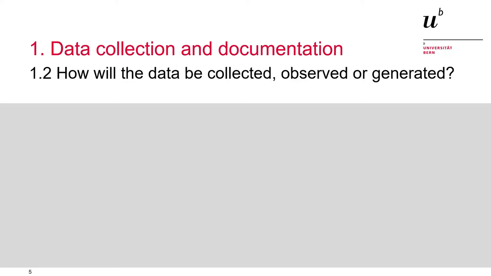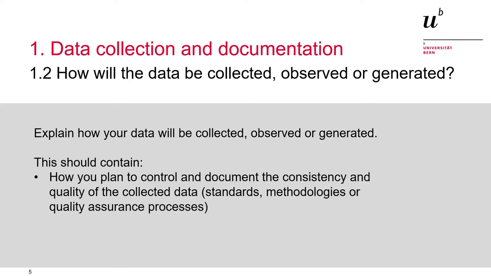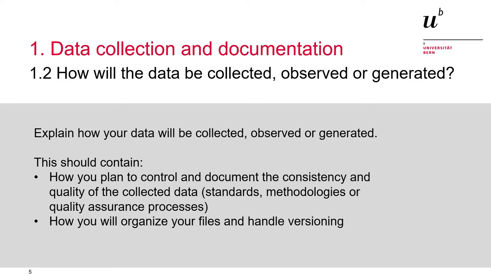In question 1.2, you have to explain how your data will be collected, observed, or generated. This should contain a description of your plan for controlling and documenting the consistency and quality of the collected data. Mention here, for example, your calibration processes, repeated measurements, your data recording standards, the usage of controlled vocabularies, data entry validation, and so on. You should also describe how you will handle your data management during the project. For this, mention, for example, naming conventions, version control, and folder structures.